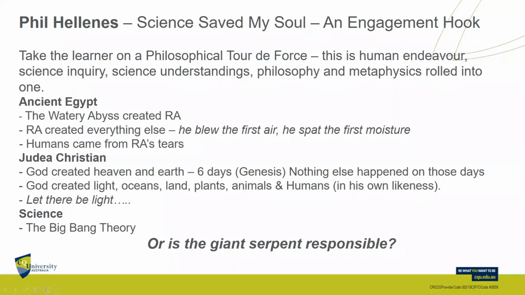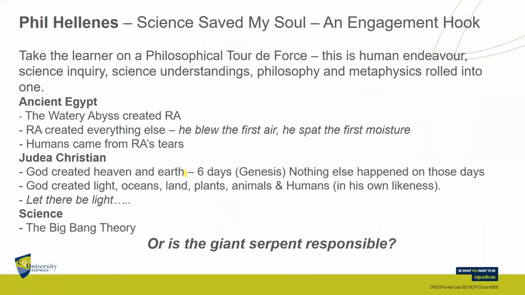When was the earth conceived? When did it come into being? And you can get a wonderful blend of philosophy, science understandings, human endeavour, science inquiry. All of these things, metaphysics, can roll into one. And we look at some of the First Nations myths. We go back to ancient Egypt, and their cosmology and mythology blended together is about a watery abyss created by the god Ra. And Ra created everything else. First he blew air, and then he spat the first moisture. And humans actually formed from Ra's tears. And we can see a great deal of spirituality in that kind of interpretation.